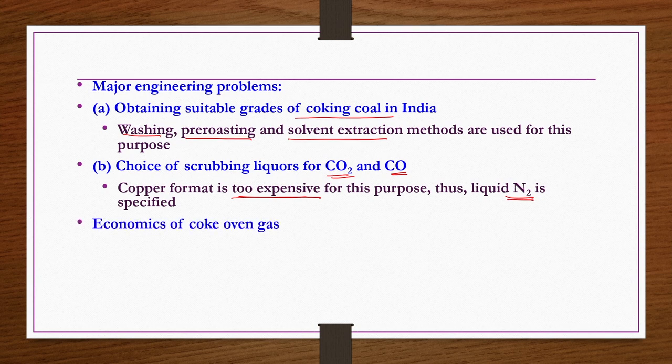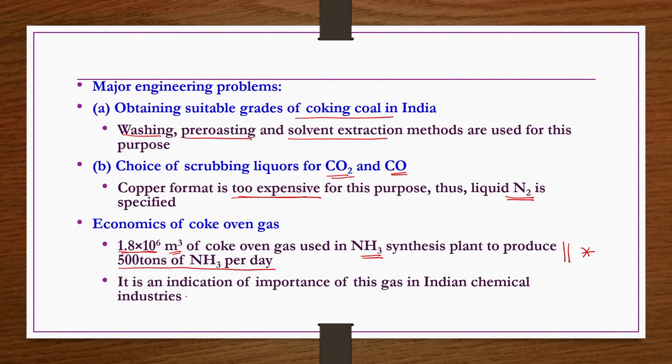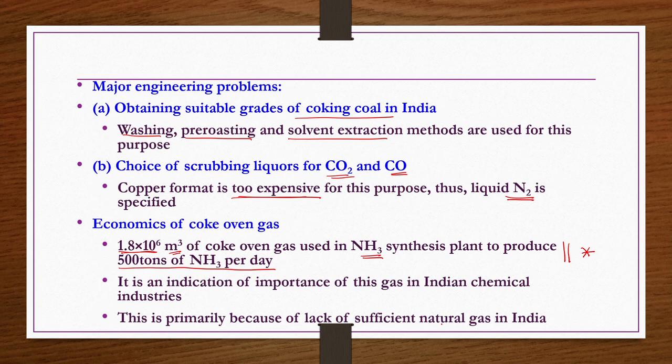And then the economics of coke oven gas: 1.8 multiplied by 10⁶ meter cube of coke oven gas is used in an ammonia synthesis plant to produce 500 tons of ammonia per day. Seeing this number, you can see how important coke oven gas is to the fertilizer industry. It is an indication of the importance of this gas in Indian chemical industries, especially from the fertilizer industries viewpoint. This is primarily because of the lack of sufficient natural gas resources in India.